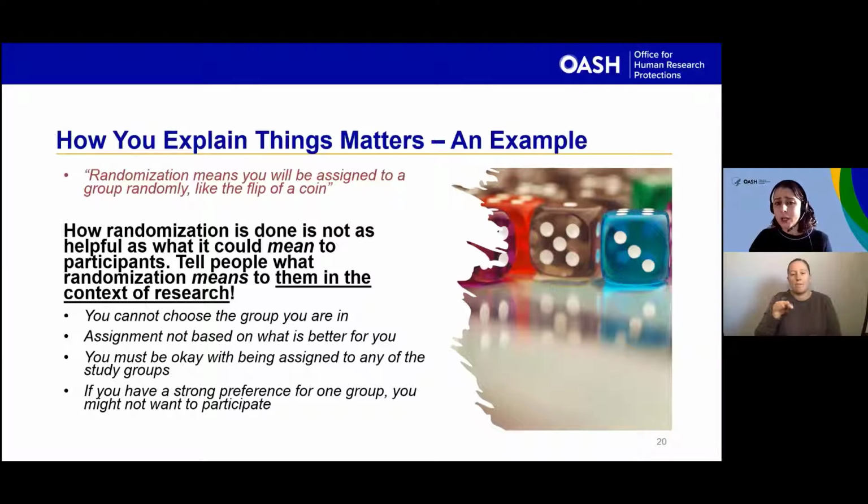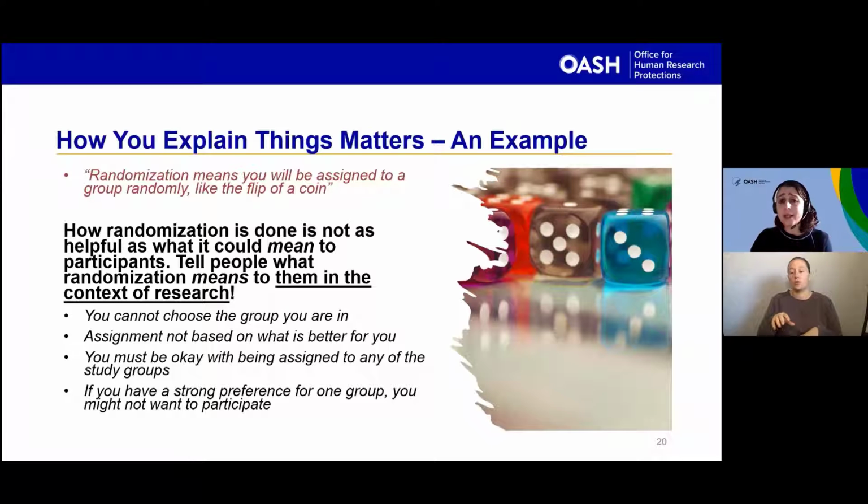Except, does this truly communicate the information that I, as a prospective participant, need? Is telling me how randomization is done helpful, or would it be better to explain what randomization may mean for me in the context of my research participation?